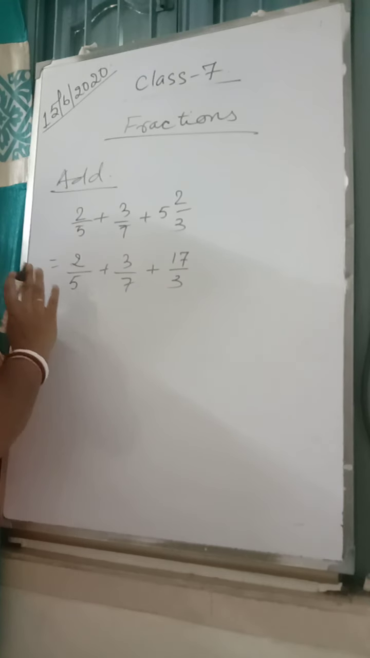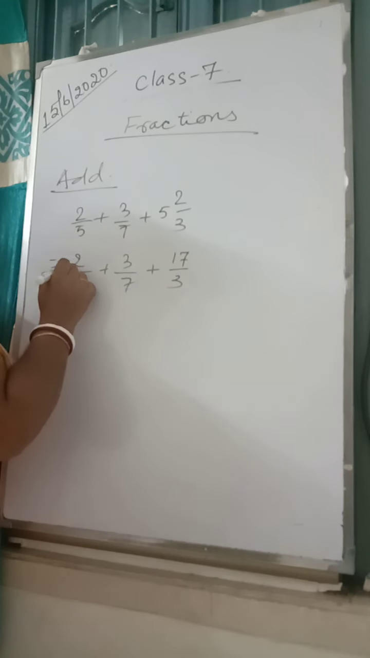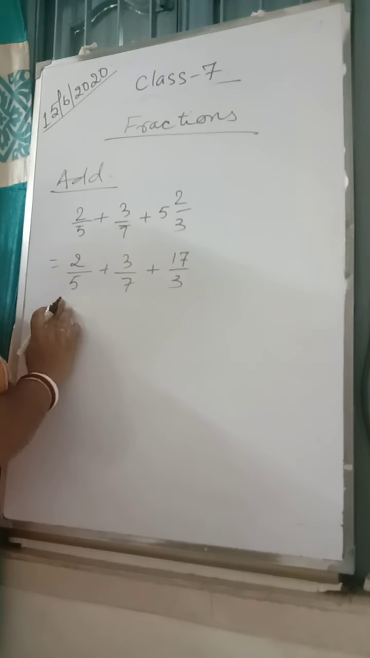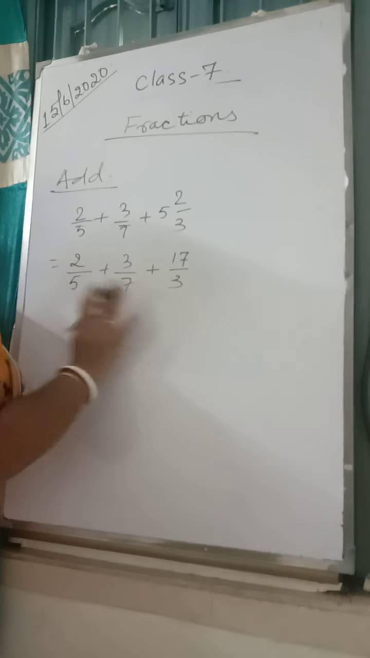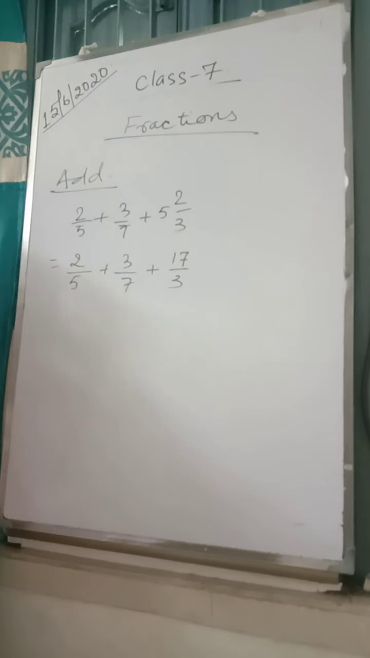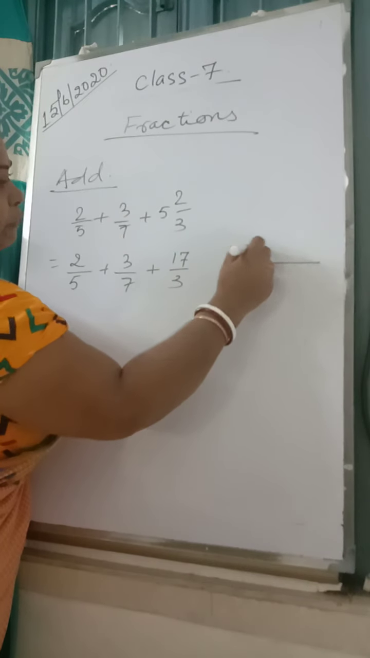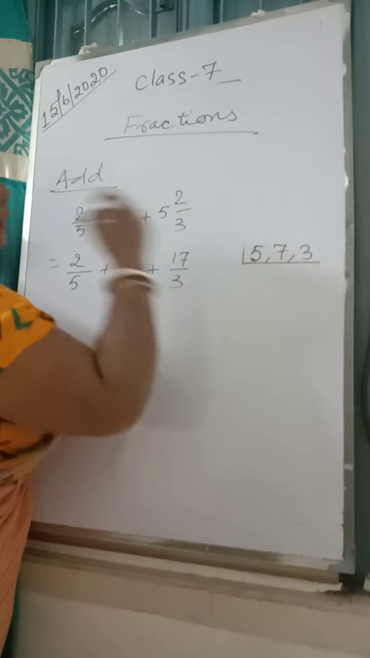No. We have to convert these fractions into like terms. So what do we have to do? We have to get the LCM of the denominators. Why? We know in like terms the denominators should be equal. So we have to make these denominators equal.